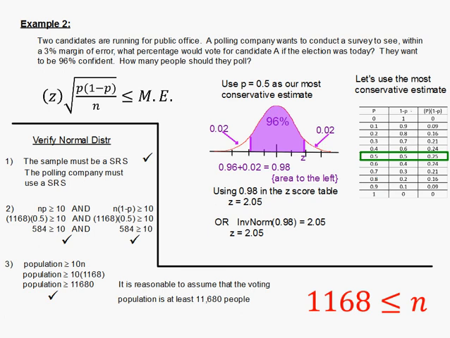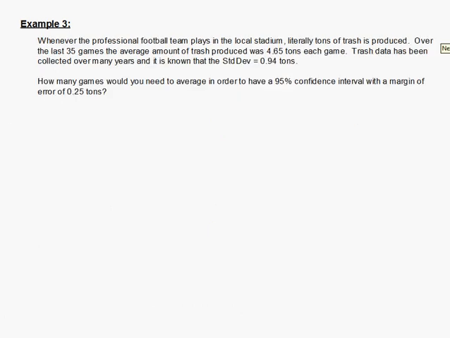Moving on to example 3, we're going to start talking about means instead of proportions. Whenever the professional football team plays in the local stadium, literally tons of trash is produced. Over the last 35 games, the average amount of trash produced was 4.65 tons each game. Trash data has been collected over many years, and it is known that the standard deviation is 0.94 tons. How many games, that's asking for n, would you need to average in order to have a 95% confidence interval with a margin of error of 0.25 tons?